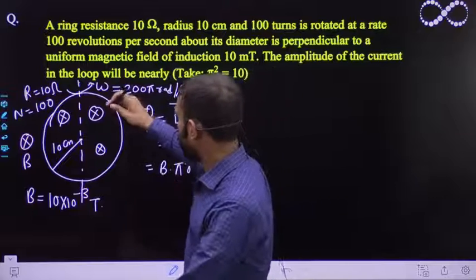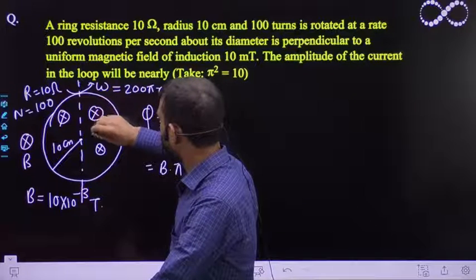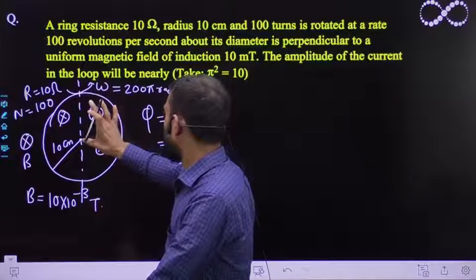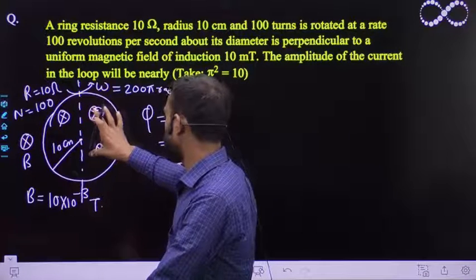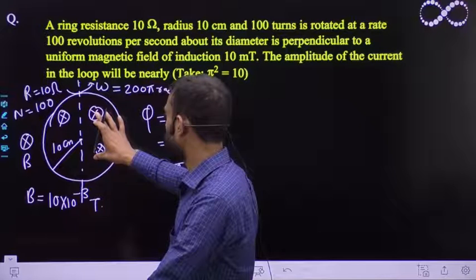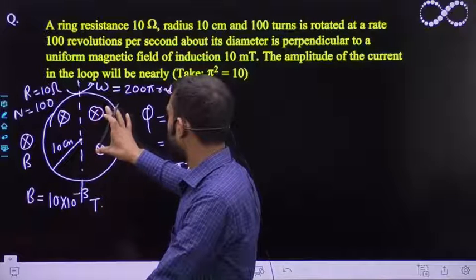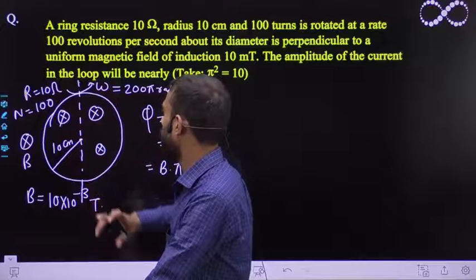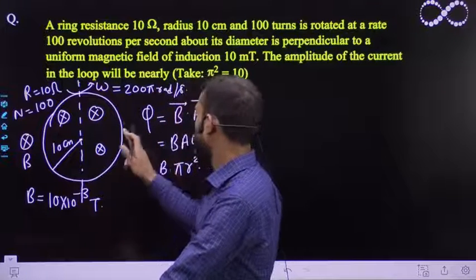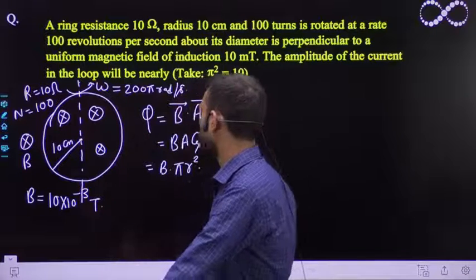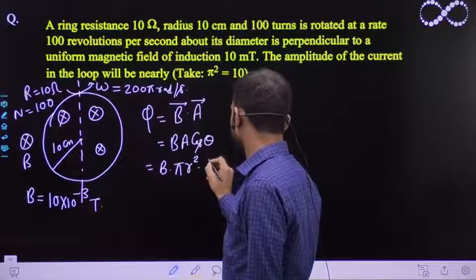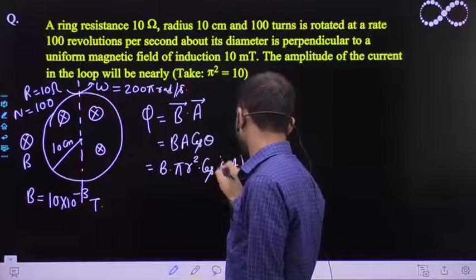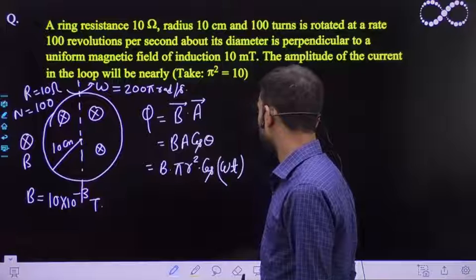The magnetic field is into the plane of paper, and the area vector at this instant is also into the plane of paper. So in this position, the angle between the area vector and the magnetic field vector is 0. After a time t, the area vector will rotate by an angle of omega t. So the angle between magnetic field and area vector at any time t will become omega t. So theta will become omega into t, and the flux will be a function of t here.